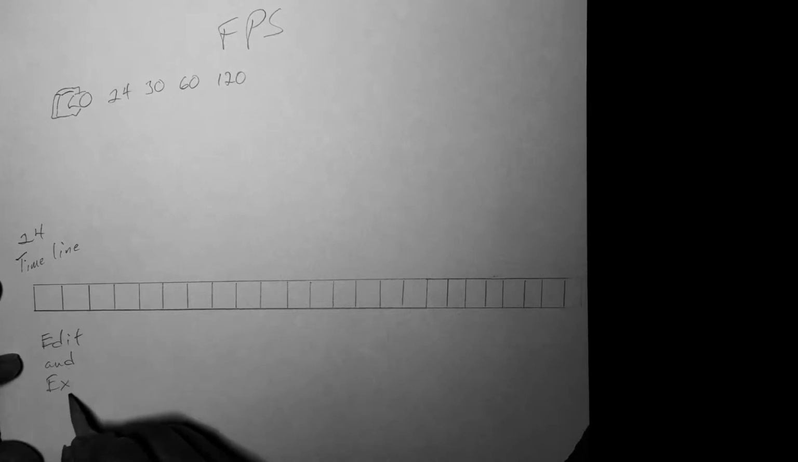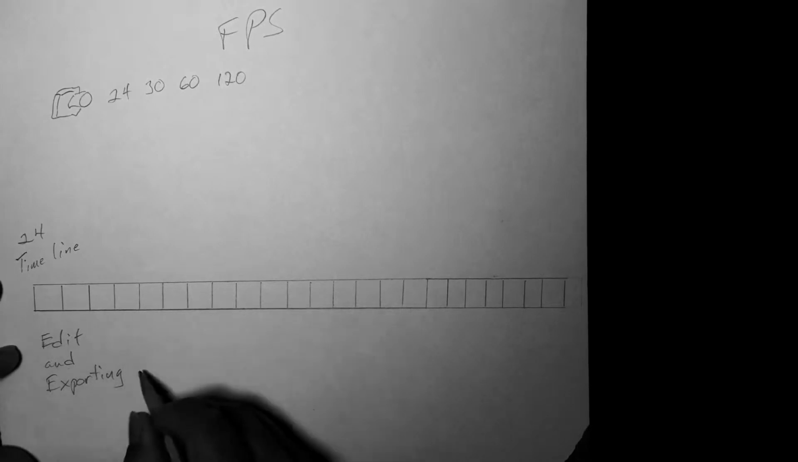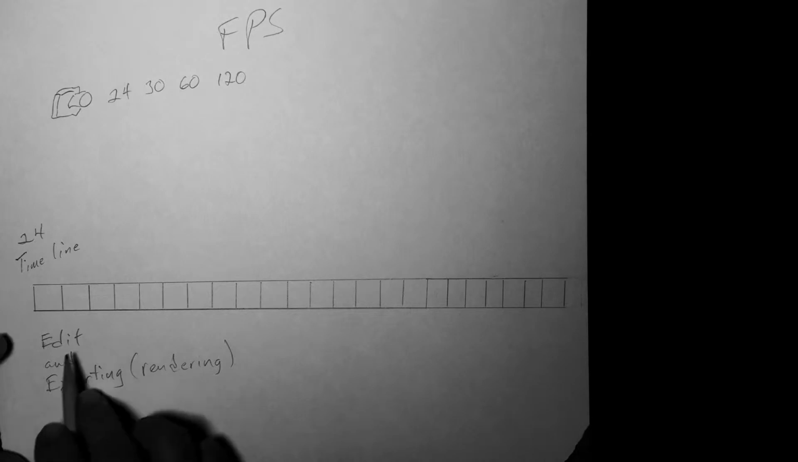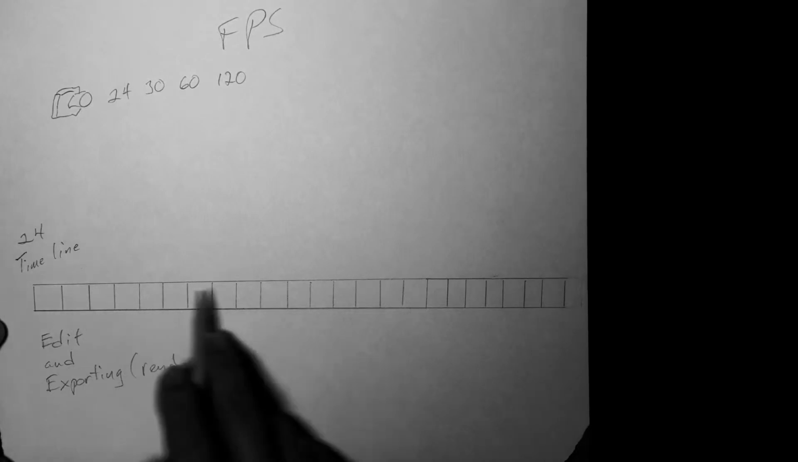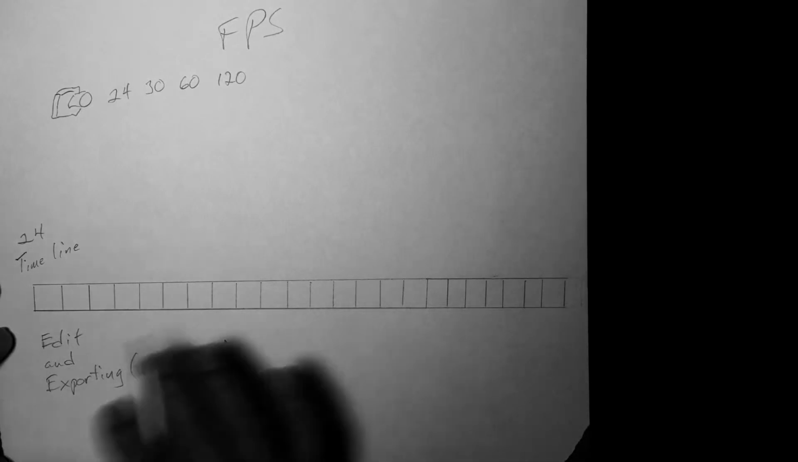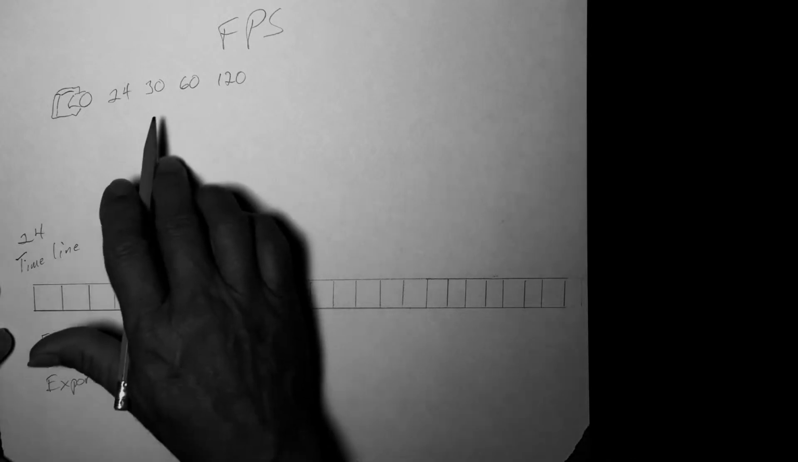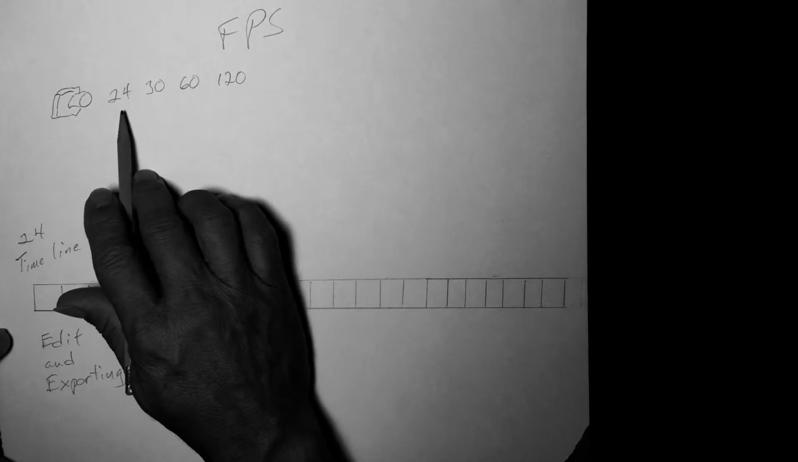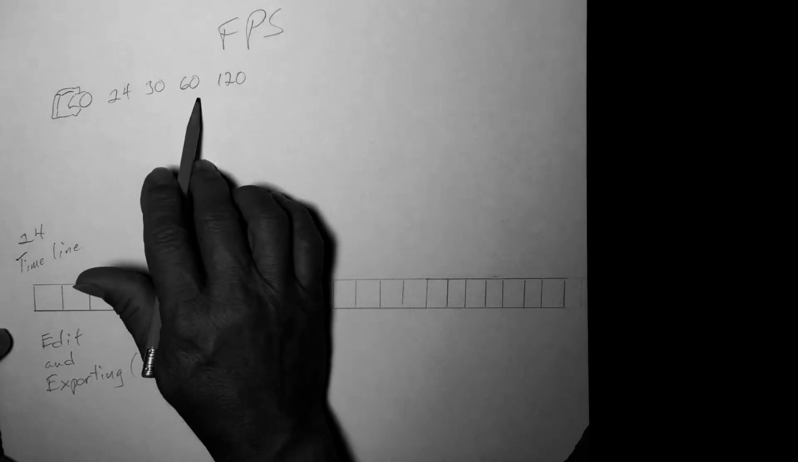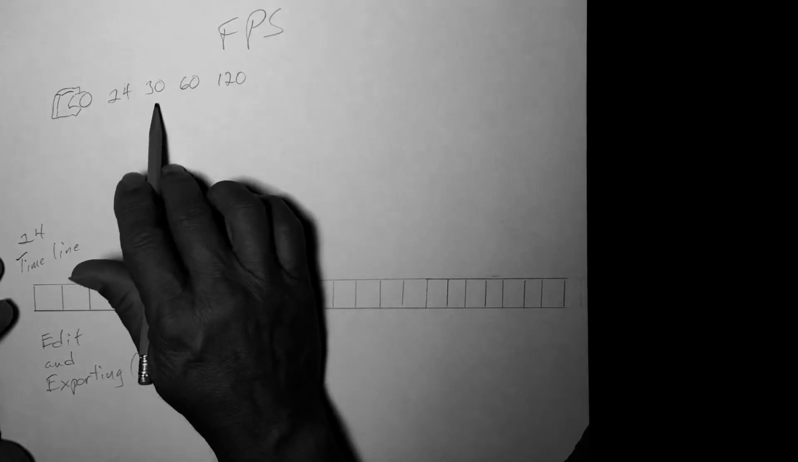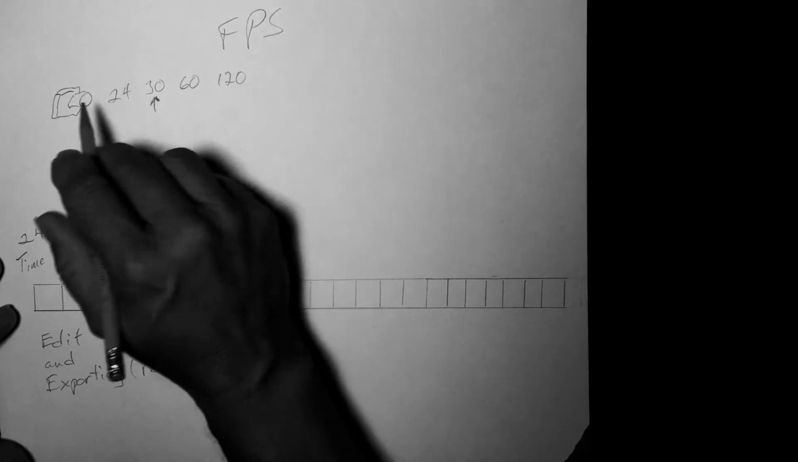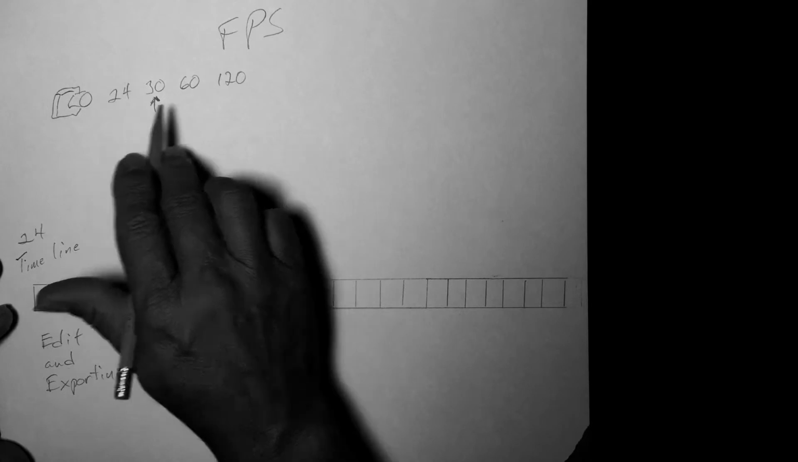When you edit, this is editing, and then there's also exporting or rendering. They should be the same. Once you have this, it's not going to change. So the whole video is going to be 24 or 30, 60, 120. Usually we use 24 or 30. You can use 60, but the most common is this one. This is what a bunch of cameras have, because some cameras don't record at 24.